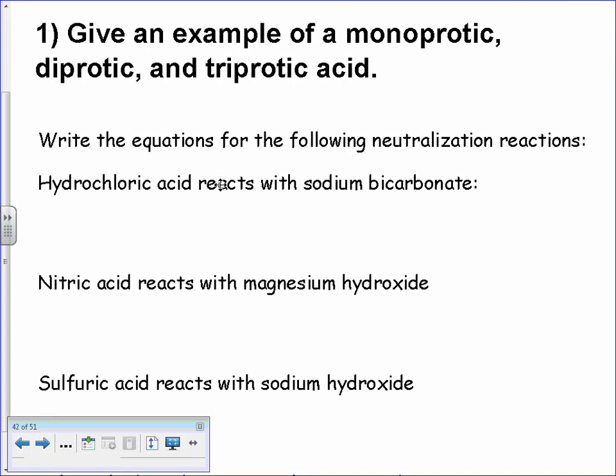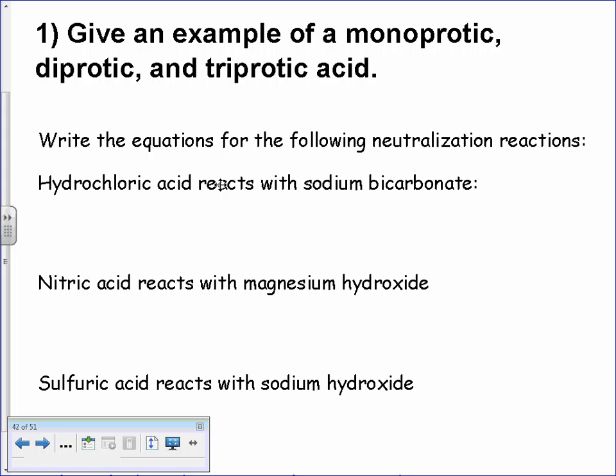Okay, darlings. Monoprotic, diprotic, and triprotic. You should be able to tell me an example. First of all, what the heck does mono, di, and tri mean? What does it mean to be protic? And then what is an example of those? Pretty readily, okay? Mono, di, and triprotic acids.